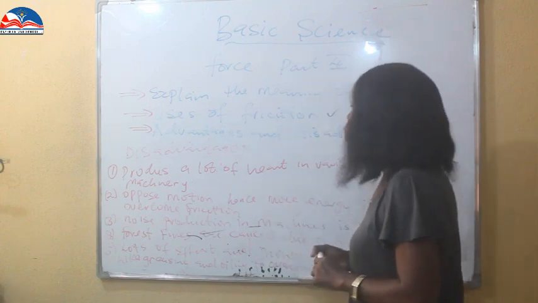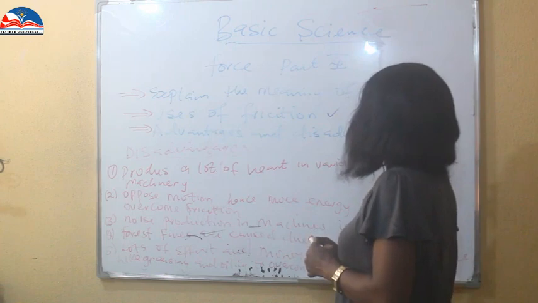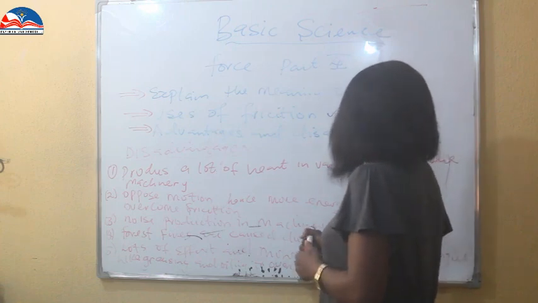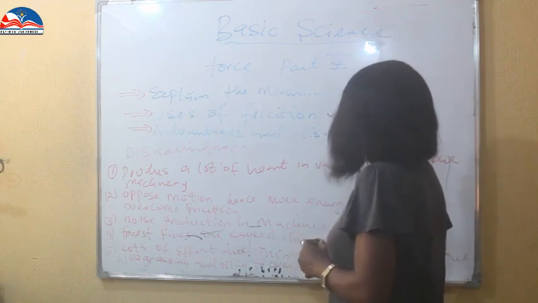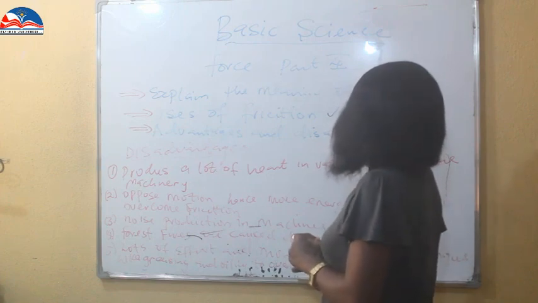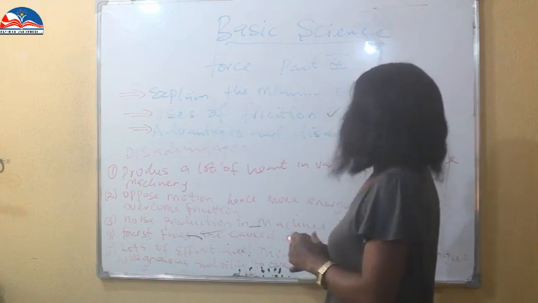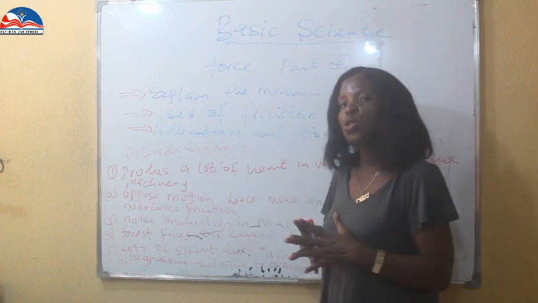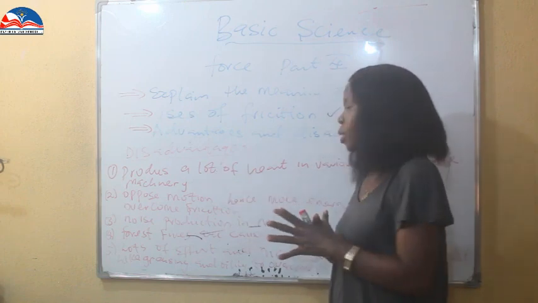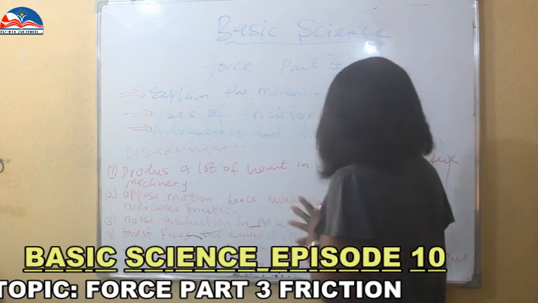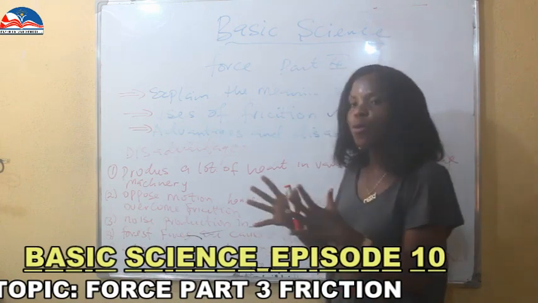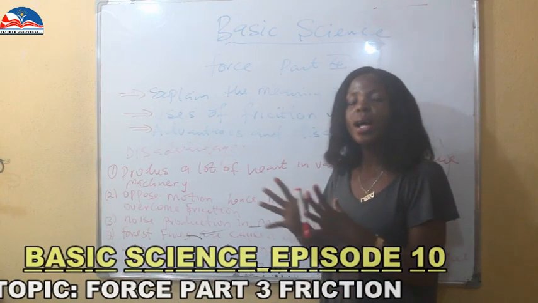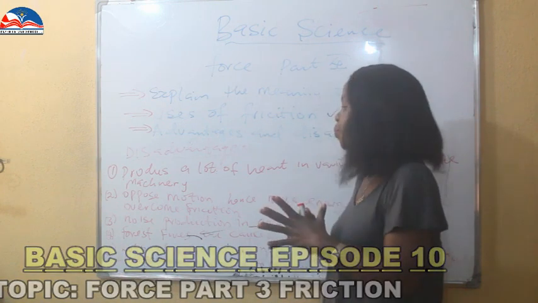Second, it opposes motion, hence more energy is needed to overcome friction. Opposing motion will lead to high energy being required. So for you to be able to overcome friction, it will require a lot from you.